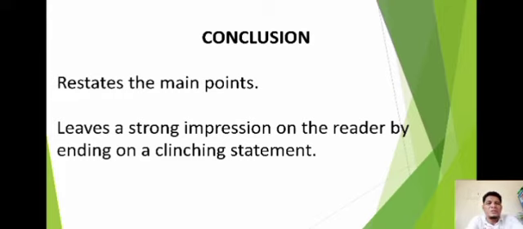Another, conclusion. In conclusion, you're going to restate the main points. So, nire-restate yung main points. So, ano ba yung main points? Ito na yung kahuli-hulihang main points na dapat mong sabihin upang magkaroon ng kabuuan yung iyong argumentative text. So, let us recap again. We have the introduction, the body, the rebuttal, and the conclusion.